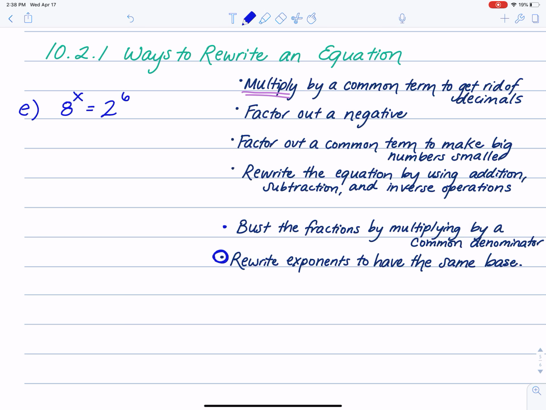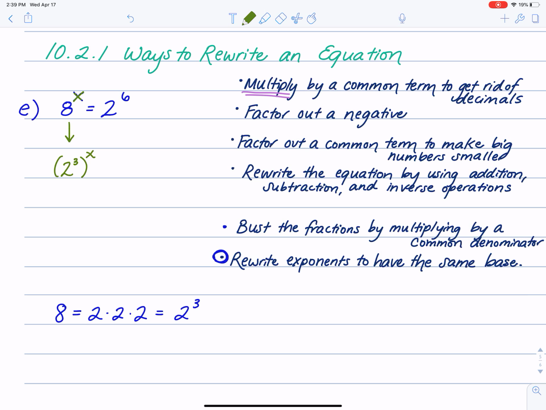What we're going to do here is change the base of the 8 so that it has the same base as the other side, the 2. So the first thing we have to ask ourselves is, how do we rewrite the number 8? We would rewrite that as 2 times 2 times 2, which is the same as 2 to the 3rd power. So we start by rewriting this 8 to the x power. We rewrite the base as 2 to the 3rd power to the x power. And we practiced this way back in chapter 3 and chapter 4, if you remember.